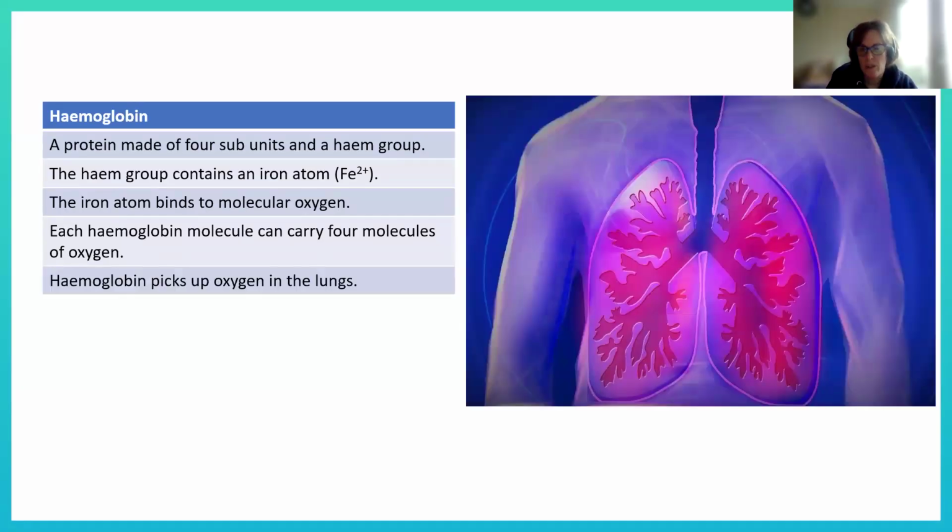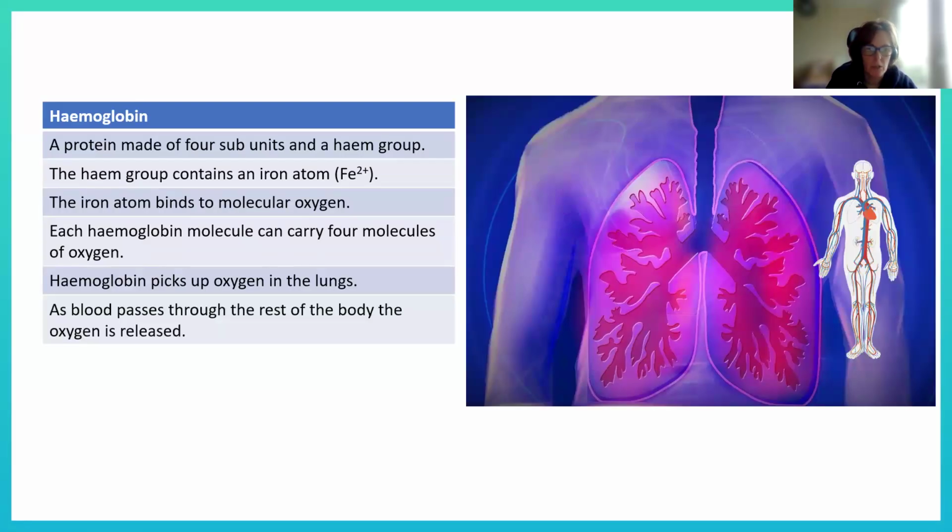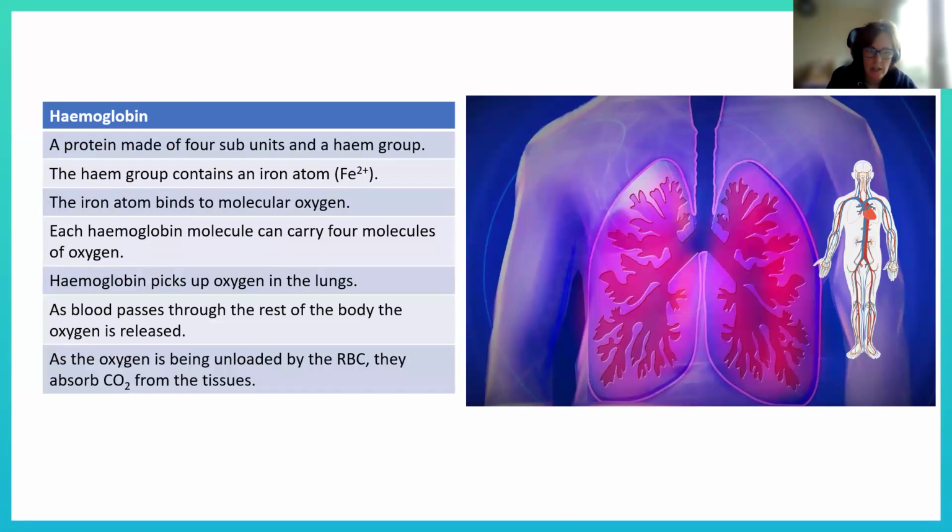And this is what is going on in the lungs. It's picking up the oxygen. It passes out to the rest of the body, releasing the oxygen to the cells. The oxygen is being unloaded by the red blood cells, and they can also absorb some carbon dioxide from the tissues. Not all of the carbon dioxide is carried in the red blood cells. Some of it's carried in the plasma, and the carbon dioxide isn't carried by this specialized hemoglobin molecule. The hemoglobin is just for oxygen.